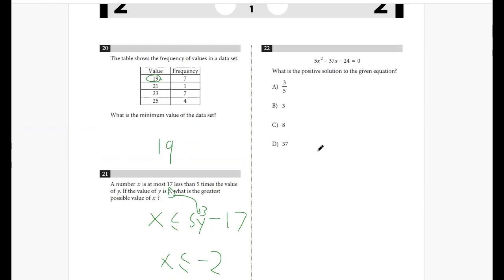What is a positive solution to this given equation? I'm going to go ahead and factor this out. And this becomes 3 minus 8. If I write it as something like this, I can know that 8 is a positive solution.